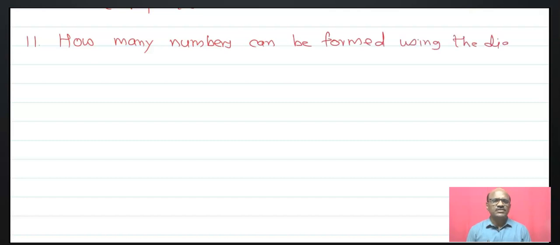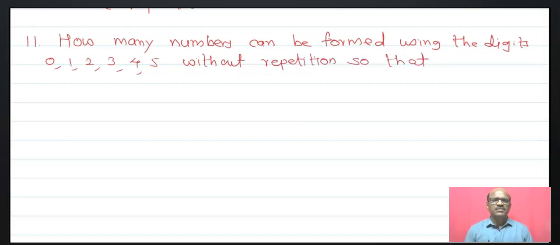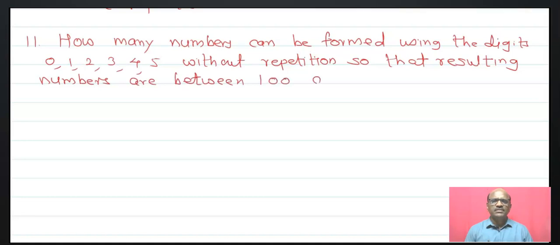Now the question number 11. How many numbers can be formed using the digits 0, 1, 2, 3, 4, 5 without repetition, so that the resulting numbers are between 100 and 1000.